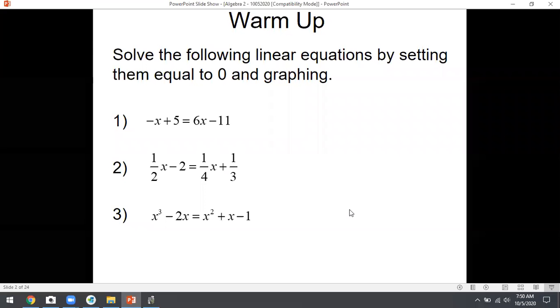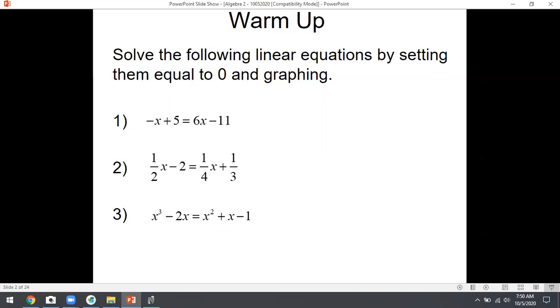Right, so today's warm-up is about the skill they talked about where you're trying to solve something by graphing. Now, number one and number two, I would never, ever probably try to solve this by graphing. In practice, it'd be a lot easier just to move things around, right? Get the x's on one side, the numbers on the other side.